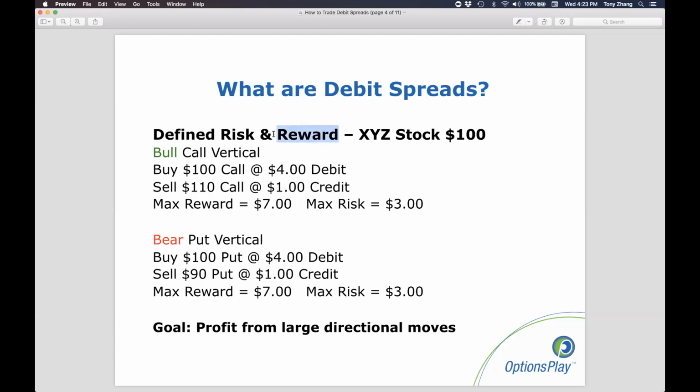is that you have defined risk and reward when you're trading a debit spread. Unlike buying a call where you have unlimited reward, or if you're shorting other types of strategies where you have unlimited risk, in debit spreads, you know exactly what your max risk and what your max reward is before you get into a trade. And that's really one of the critical parts about trading debit spreads, and it makes them a little easier to manage because you know exactly what to expect before you get into a trade.